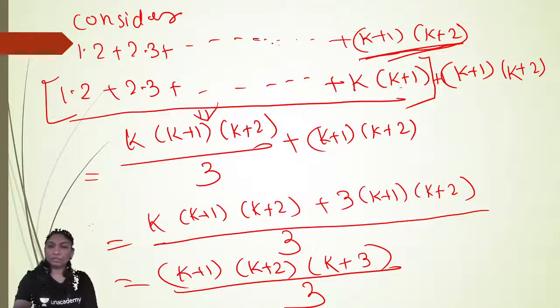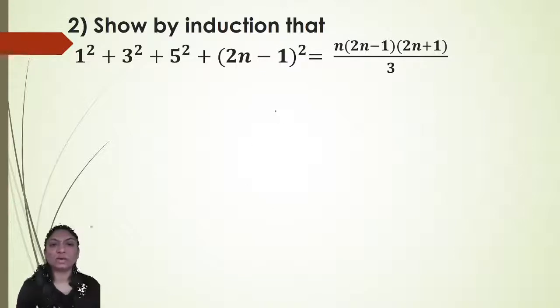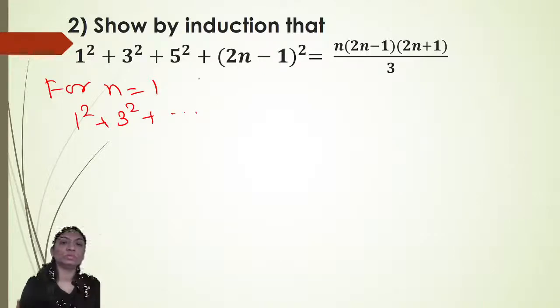Okay. Now we will go further to the next step, that is induction. So by induction, 1 square plus 3 square plus 5 square plus and so on, plus 2n minus 1 bracket square is equal to n into 2n minus 1 into 2n plus 1 by 3. Okay, so here we will solve by using mathematical induction. So for step 1, for n is equal to 1, you will get 1 square plus 3 square plus and so on. So put n is equal to 1.